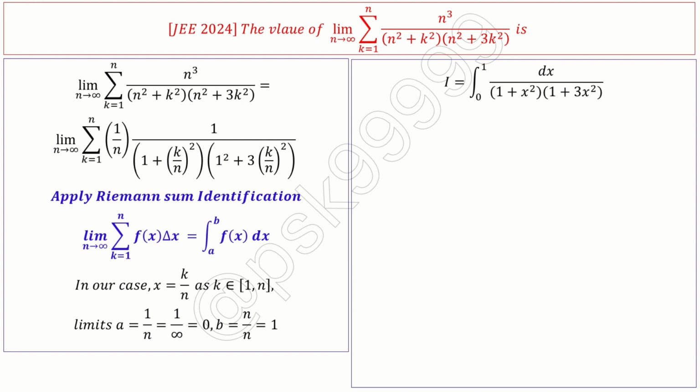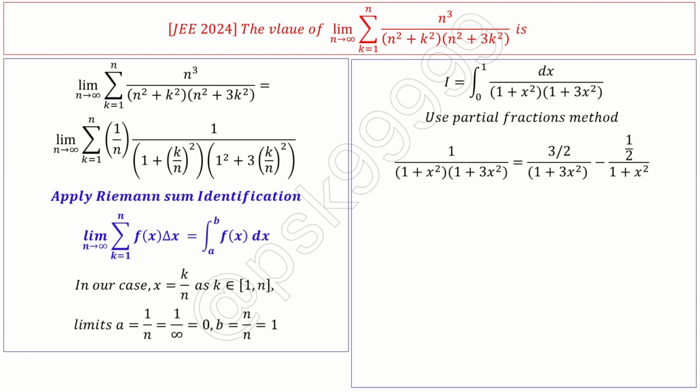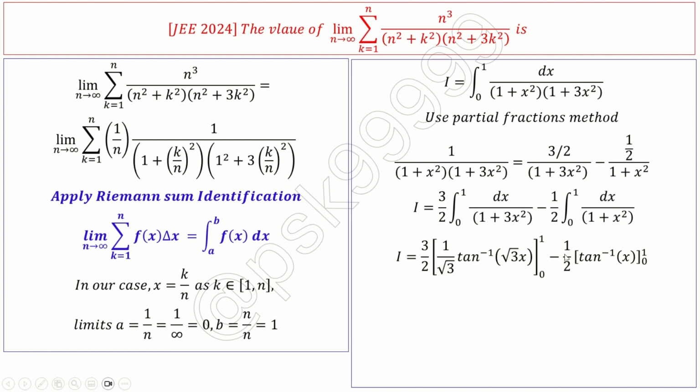This is very simple. You just apply partial fractions and find out the individual ones, right? So that is nothing but 3 by 2 times 1 by (1 plus 3x square) minus 1 by 2 times 1 by (1 plus x square). Okay, so if I integrate this now, it becomes 3 by 2 of the integration from 0 to 1 of dx by (1 plus 3x square) minus 1 by 2 of the integration from 0 to 1 of dx by (1 plus x square). Okay, this is in the form of tan inverse, correct? Very simple. So 3 by 2, 1 by root 3, tan inverse of root 3x, limits 0 to 1, minus half of tan inverse of x, limits from 0 to 1.